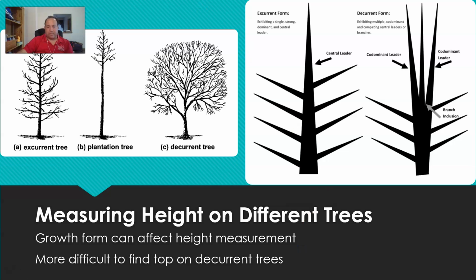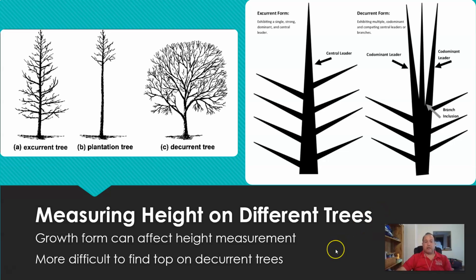So I'm going to slide myself down here to the right. What kind of issues or things might you run into that you're not quite sure about when measuring height? One of the things that'll be interesting is the growth form of the tree, specifically excurrent growth form versus decurrent growth form. We've got a couple good examples here.